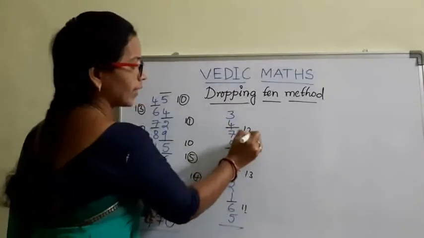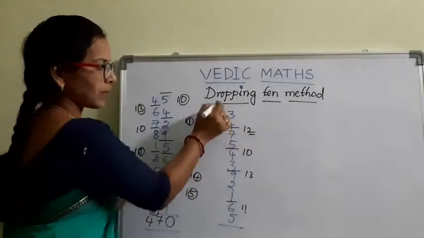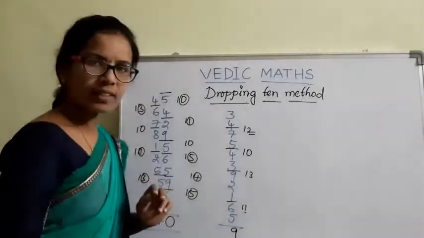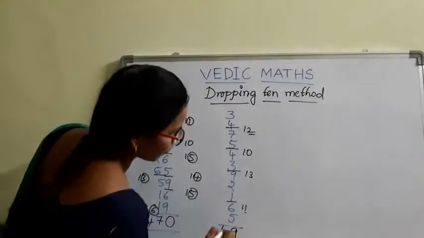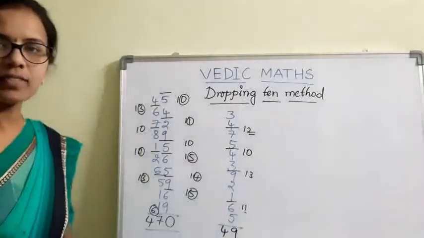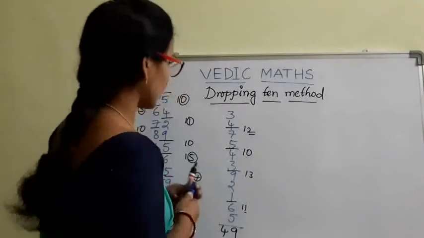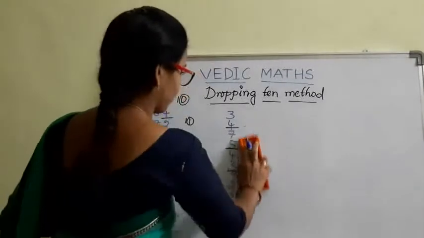Drop 10. Carry 2 to the next number. 2 plus 4, 6. 6 plus 3, 9. Here we have to count the number of lines. Just 4, we got 4. So the answer is 49. Next, let us take one more example with 2-digit numbers.